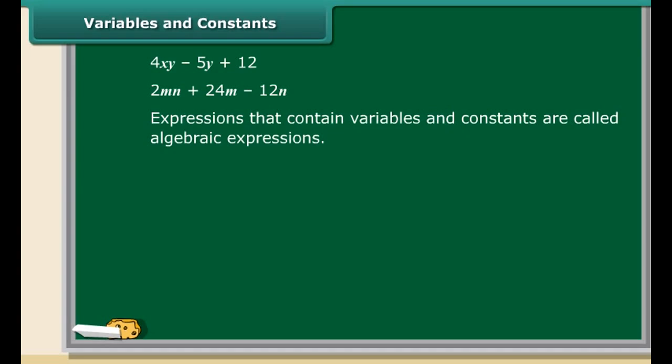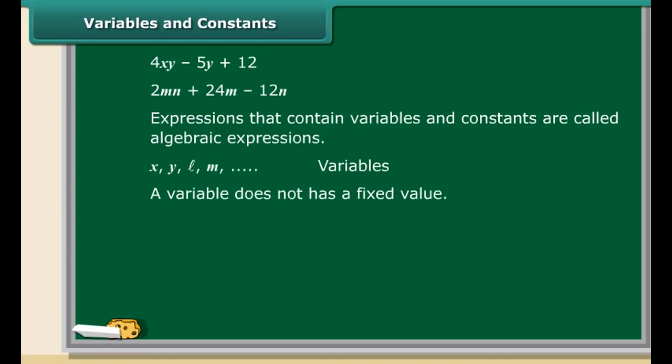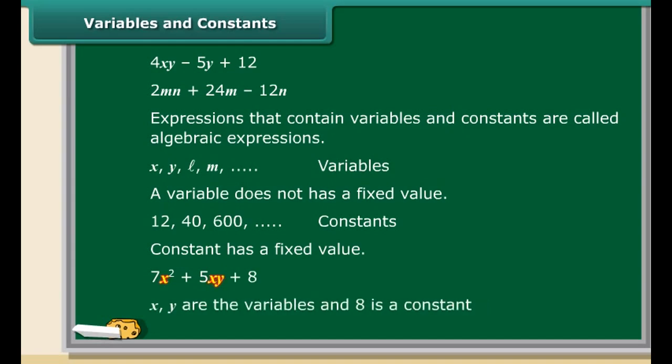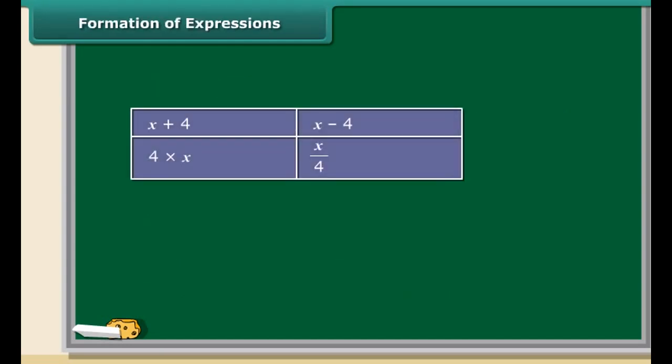The letters such as x, y, l, m and so on are used to denote variables. So a variable can take various values and its value is not fixed. On the other hand, a value that does not change is a constant. So in an expression 7x squared plus 5xy plus 8, x and y are the variables and 8 is a constant. Algebraic expressions are formed by combining variables and constants with the help of addition, subtraction, multiplication and division.